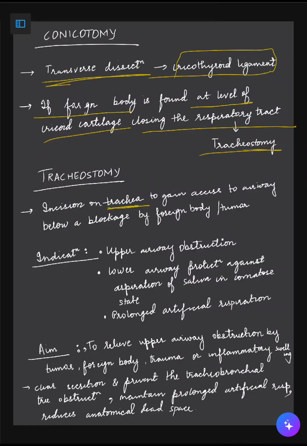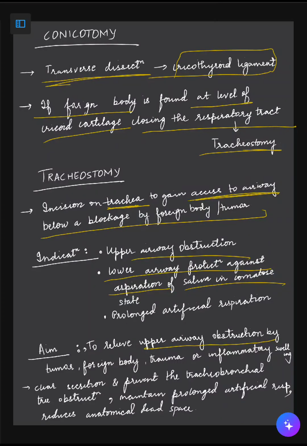Incision on trachea to gain access to the airway below a blockage of foreign body or tumor. Indication is upper airway obstruction, lower airway protection against the aspiration of saliva, prolonged artificial respiration. Now, what is the aim for this tracheostomy? To relieve the upper airway obstruction by tumor, foreign body, trauma or inflammatory swelling.